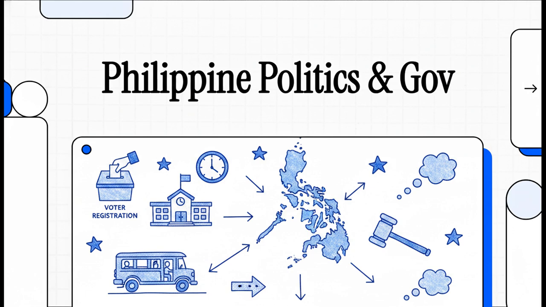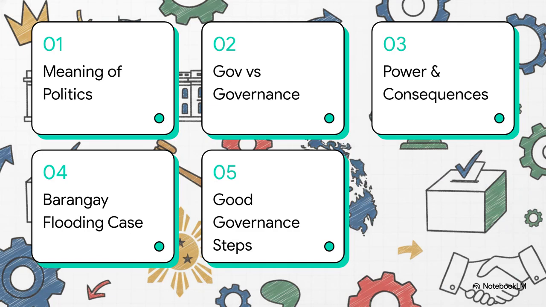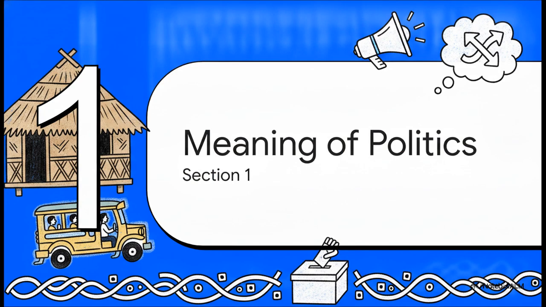Let's get into it. Okay, so here's our roadmap for today. We're going to cover the meaning of politics, government versus governance, the types and consequences of power, a real-world barangay flooding scenario, and finally, actionable steps to good governance. All right, let's kick things off with Section 1.